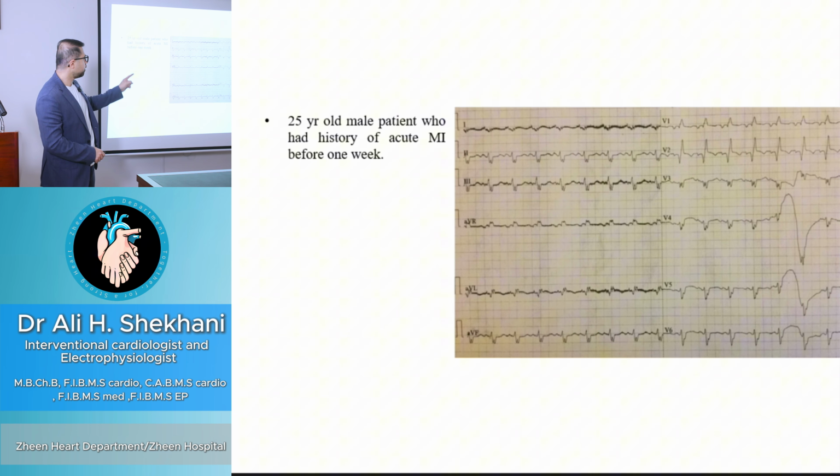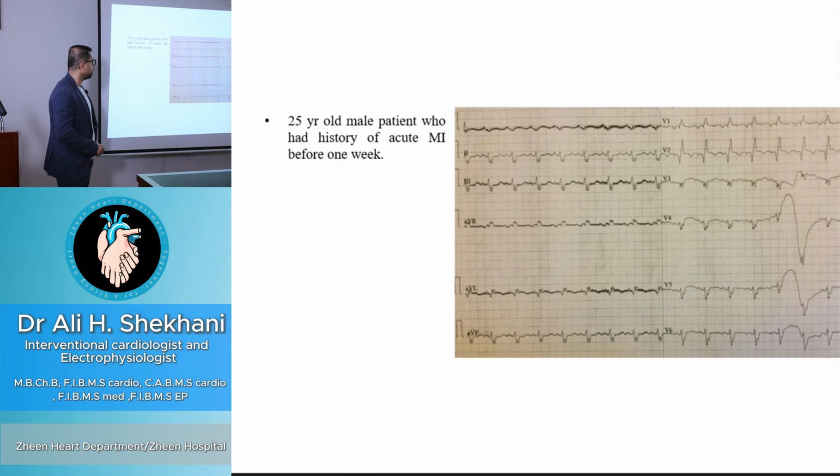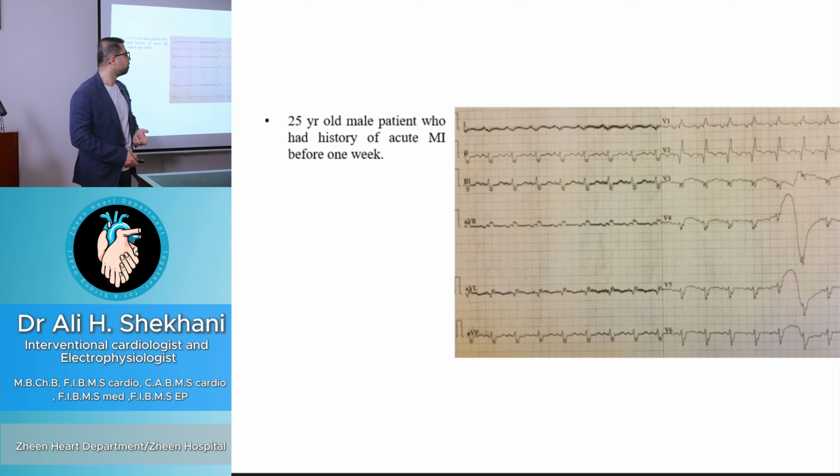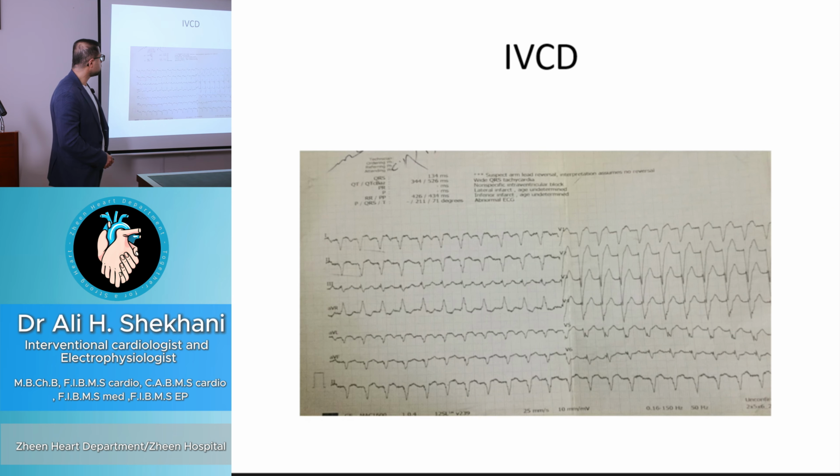This is another patient with right bundle branch block, but the patient has a history of acute MI one week before. So right bundle branch block could be due to ischemia, could be due to pulmonary embolism, could be due to congenital heart disease, and so on.